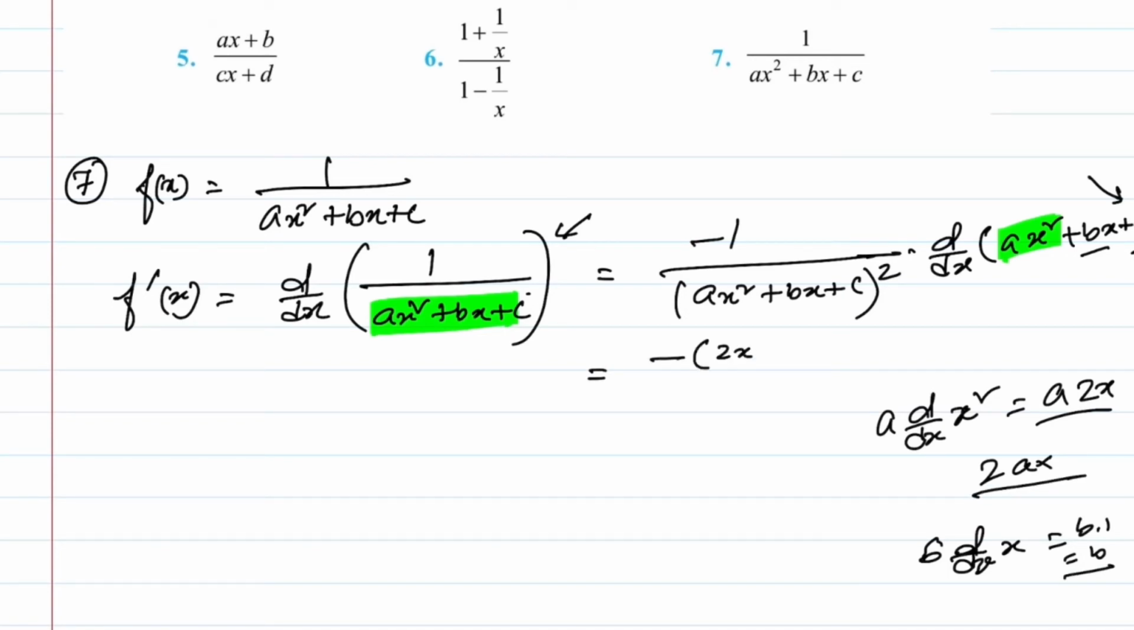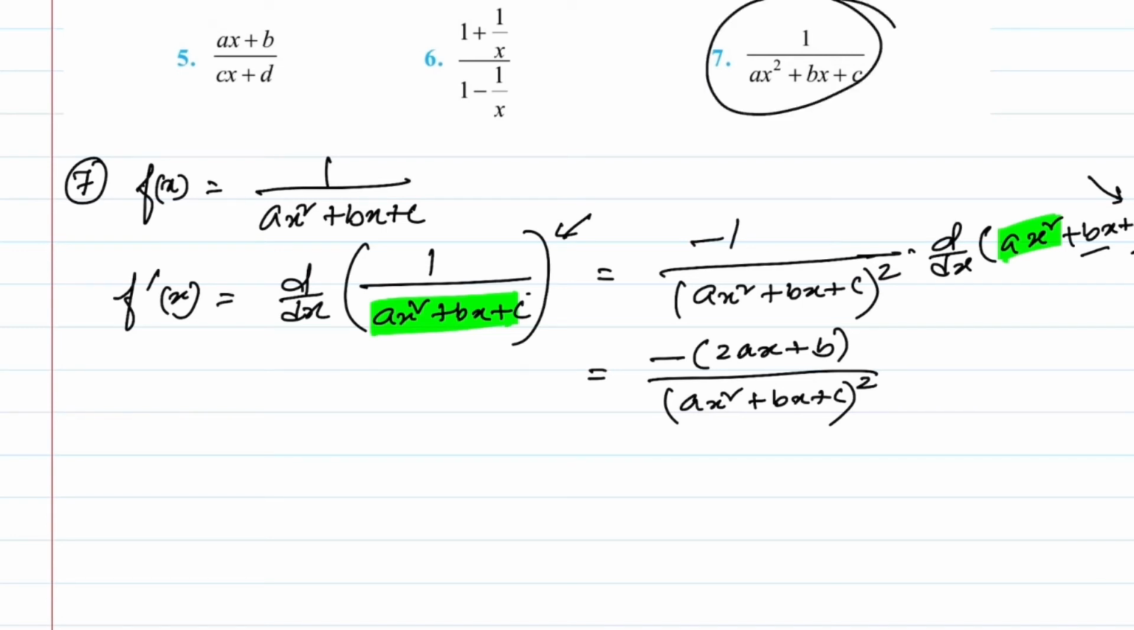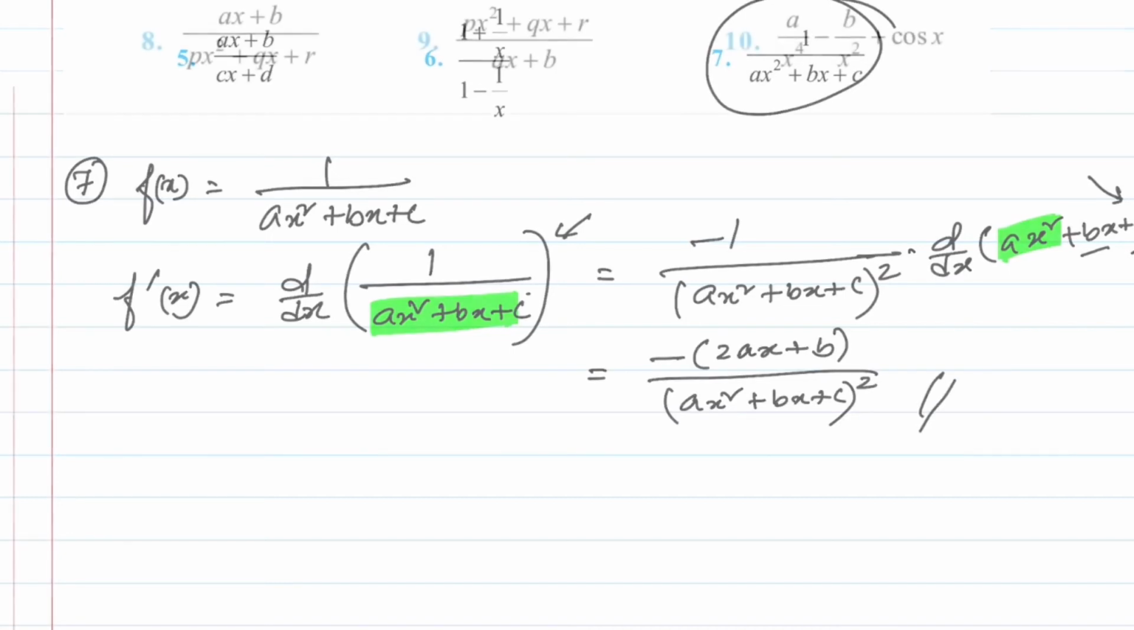So minus 2ax plus b by ax square plus bx plus c whole square. So this is our result. That's how we can find the derivative of the function in question number 7. So this is our answer.